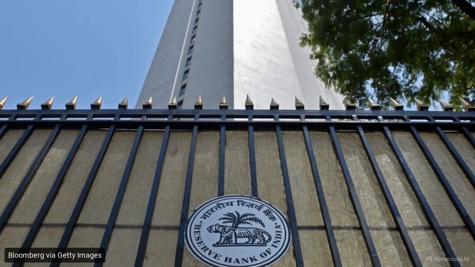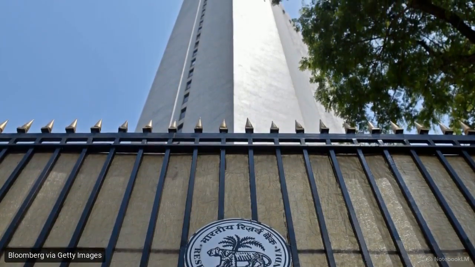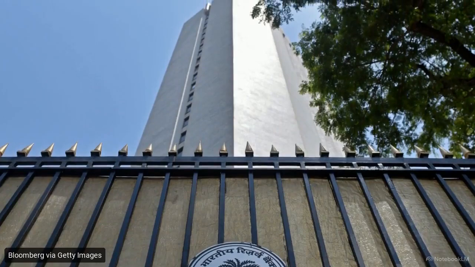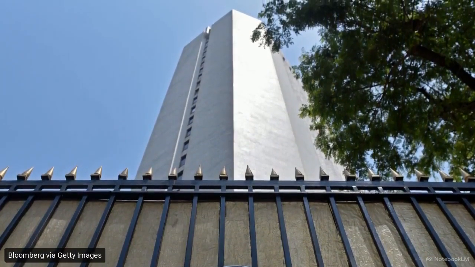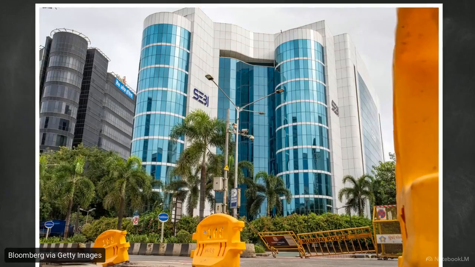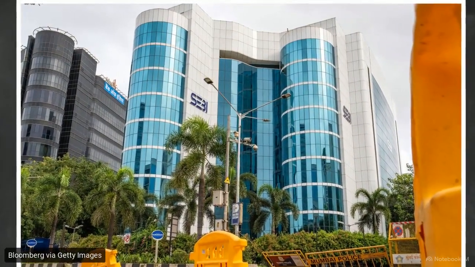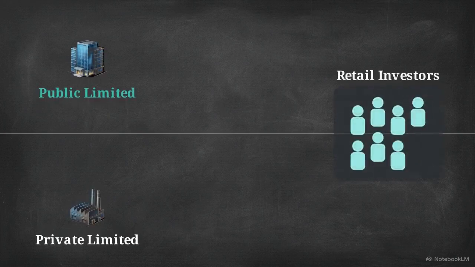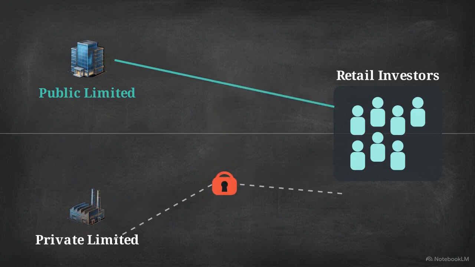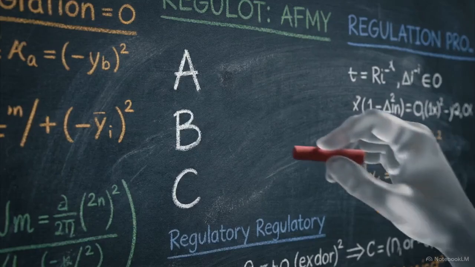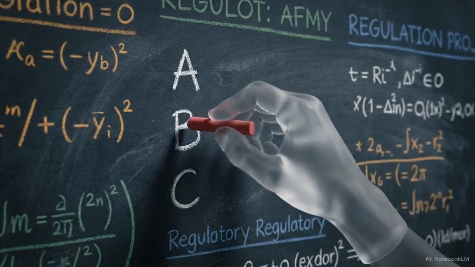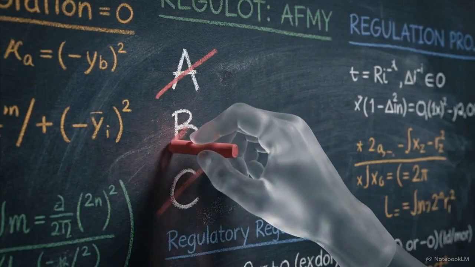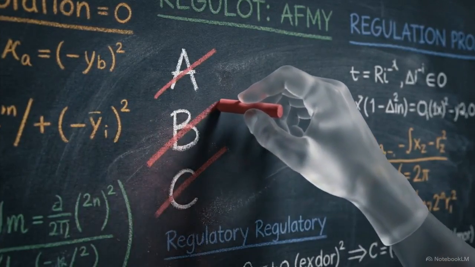Jurisdiction over these arenas is strictly divided. The Reserve Bank of India acts as the apex regulator for the money market, managing immediate cash flow. Conversely, the Securities and Exchange Board of India, or SEBI, holds regulatory authority over the capital market. Access to these capital markets is restricted by corporate structure. A public limited company can issue securities to retail investors, while a private limited company is legally barred from doing so. In exam scenarios, clearly distinguishing between a short-term RBI transaction and a long-term SEBI-regulated issuance is the fastest way to eliminate incorrect options.